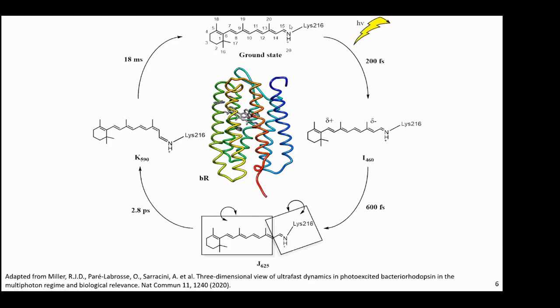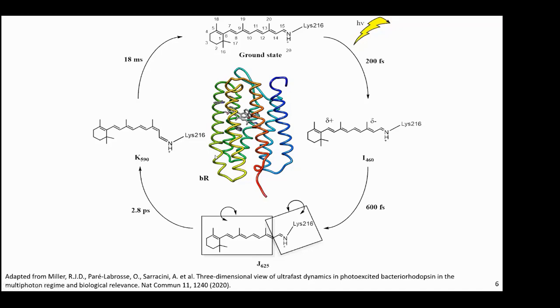So subsequent depopulation of the Franck-Condon region is initially driven by a stretching mode, which inverts the sigma-pi bond order occurrence along the alkene chain. So for instance, these single bonds here would show more double bond character, and the double bonds here would show more single bond character. And this leads to an intermediate right here known as the I-460 intermediate.